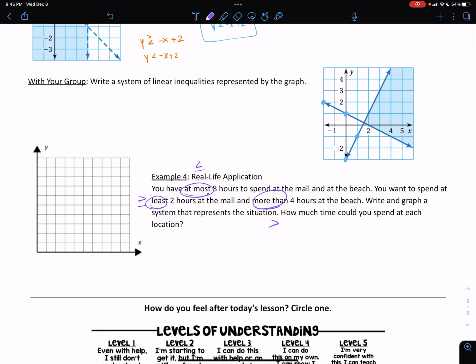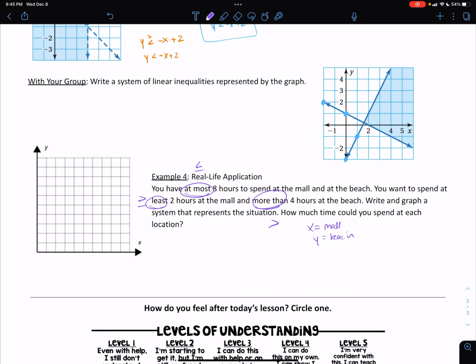Okay, so now let me define my variables. Let's say x is mall, y is beach. There's actually going to be 3 inequalities in this system. So it looks like at most 8 hours, so it's going to be x plus y is less than or equal to 8. That's my first inequality that I'm going to graph.